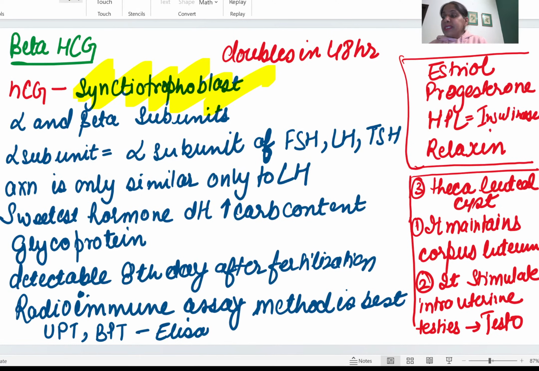Okay, so we were discussing HCG. HCG is secreted by syncytiotrophoblasts, and the syncytiotrophoblast is the hormone factory of the placenta. Whatever hormone they ask you is secreted by what, you are going to answer syncytiotrophoblasts. HCG has alpha and beta subunits.